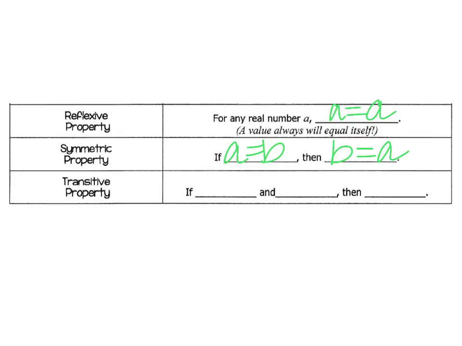And then the transitive property. If A equals B and B equals C, then we can say that A equals C. So essentially what we're doing here is we're saying A equals B and C equals B. Both of them equal B. Therefore, we can say that A is equal to C. This is called the transitive property.